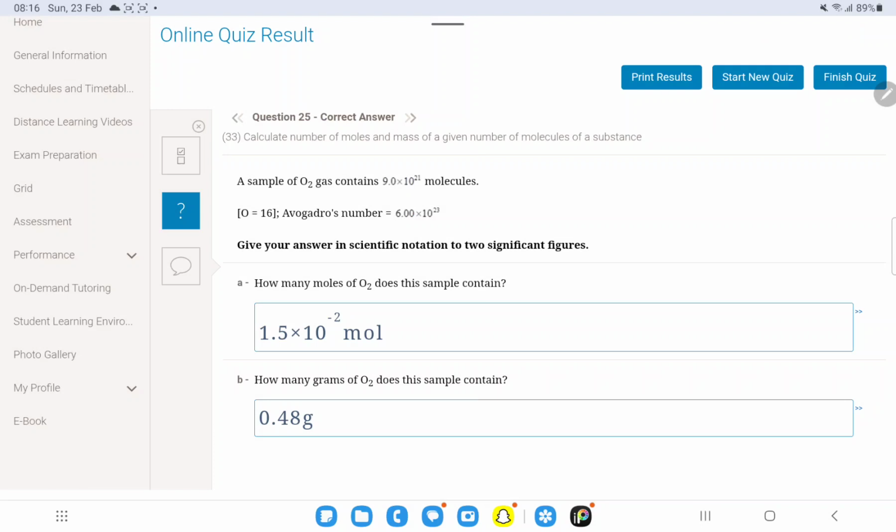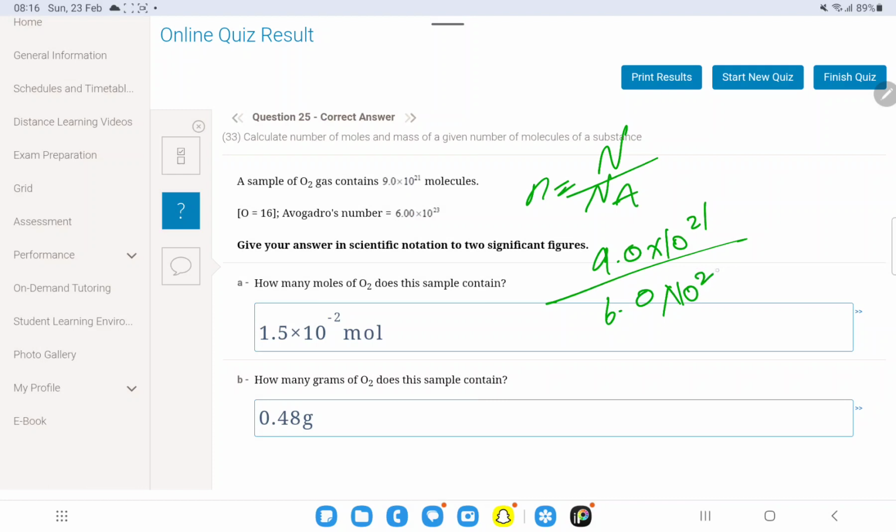So here they're asking for the moles, and they give you the number of molecules. Number of moles is number of molecules over Avogadro's number. So we put the number of molecules 9.0 times 10 to the power of 21 over Avogadro's number 6.0 times 10 to the power of 23. They gave it to you. You put it in your calculator. You get 0.015. And they said scientific notation and two significant figures. So we move it forward 2 times. So 1.5 times 10 to the power of minus 2.